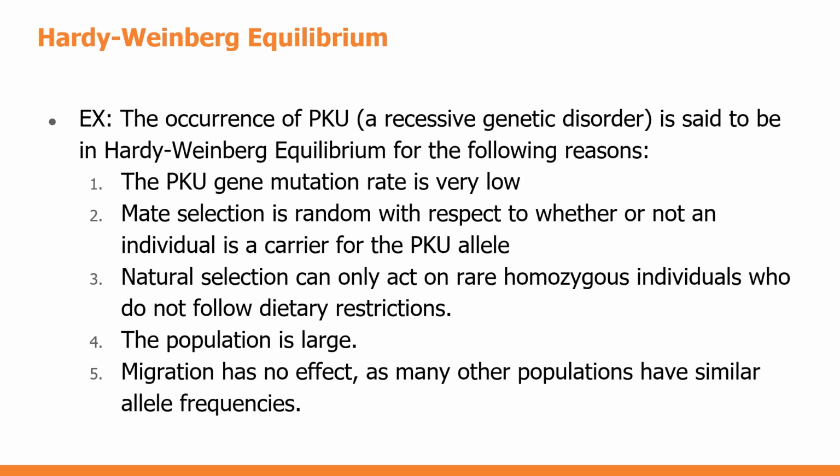The occurrence of PKU, a recessive genetic disorder, is said to be in Hardy-Weinberg equilibrium for the following reasons. The PKU gene mutation rate is very low. The mate selection is random with respect to whether or not an individual is a carrier of the PKU allele, because usually one wouldn't know. Natural selection can only act on rare homozygous individuals who do not follow dietary restrictions. The population is large, right? Finally, migration has no effect as many other populations have similar allele frequencies for the PKU recessive genetic disorder.